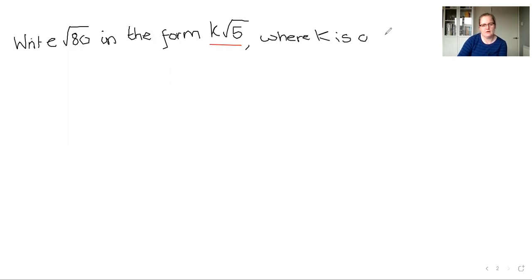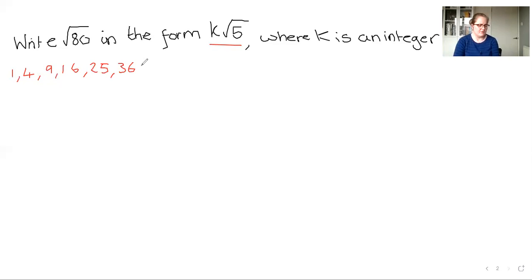Is an integer. So we know our square numbers again. If we look at our square numbers, we have got 1, 4, 9, 16, 25, and 36. Whilst we're looking at them, there could be two ways that we could actually get to root 80.